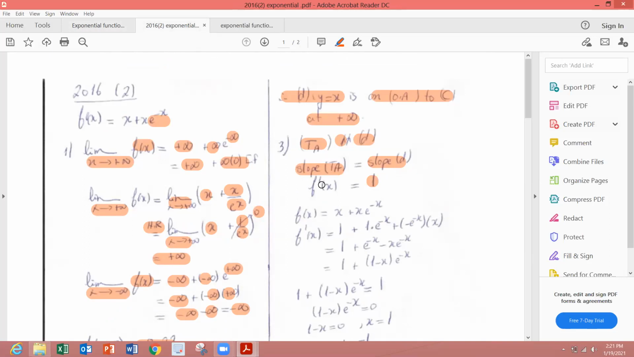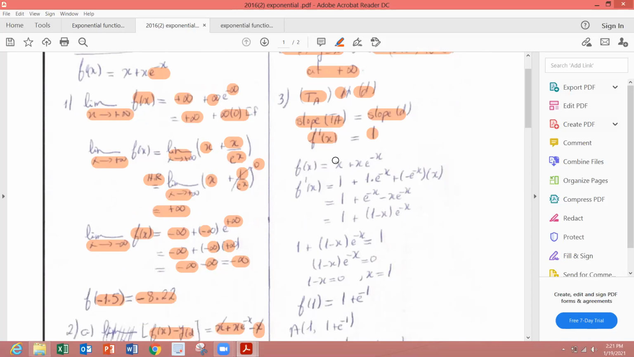The slope of the tangent at A is f prime, so we have to determine f prime. Here we have f(x) equals x plus x e to the minus x. What is the formula for x e to the minus x? It is u dot v, not integration. The derivative of x is 1.